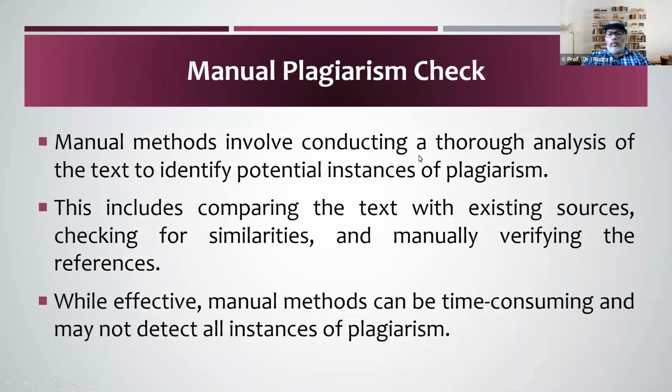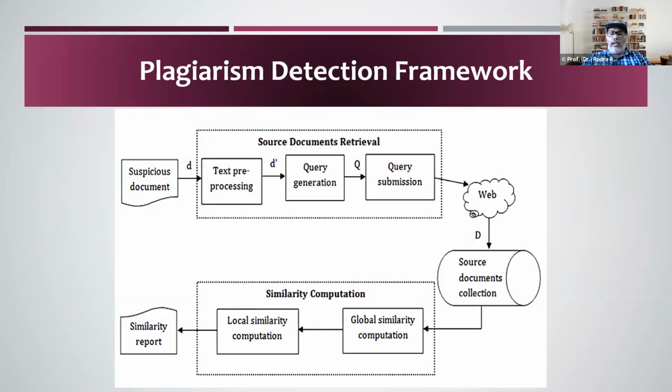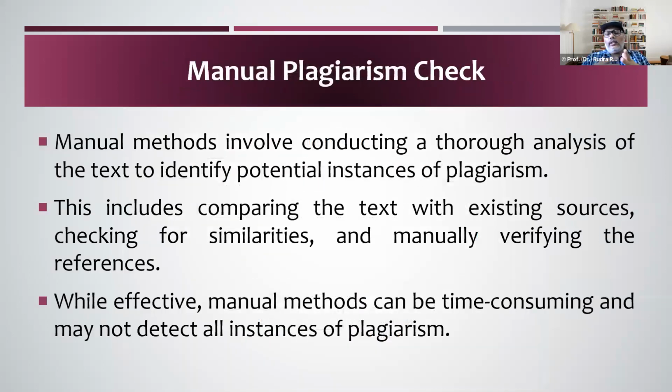Manual plagiarism check. Initially we were talking about detection software; now let's talk about how you can check plagiarism manually. It is another technique. Manual methods involve conducting a thorough analysis of the text to identify potential instances of plagiarism. Expert people can tell whether it is plagiarism while reading through your document, because various instances happen in this exercise. This includes comparing the text with existing sources, checking similarities, and manually verifying the references.